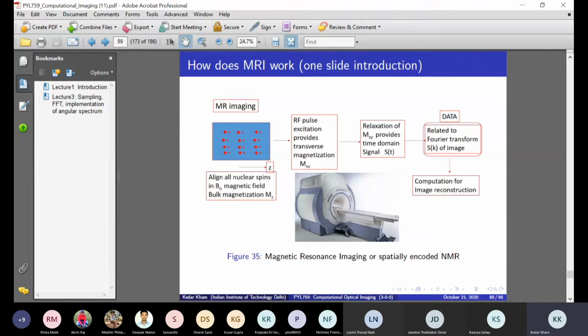Okay, so this is a whole interesting field. There are books on it, but for this course, the important thing right now is that the signal that you receive in the coils is related to the Fourier transform at K, where K is basically 2 pi fx and 2 pi fy. Once you have the Fourier data, you would like to do computation and image reconstruction.